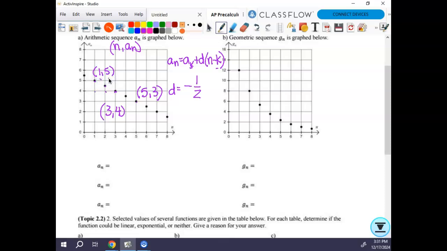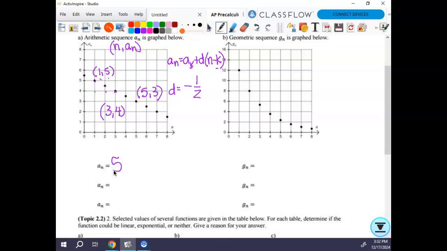So a sub k is 5 plus d times n minus 1. And then I can also have 4 plus, oh, I know what d is. That was dumb. D for dumb. Oh my goodness. All right. I'm not starting off very well here. Let me do that again.